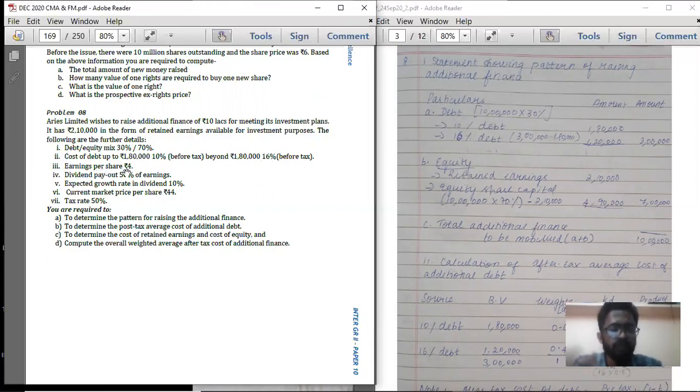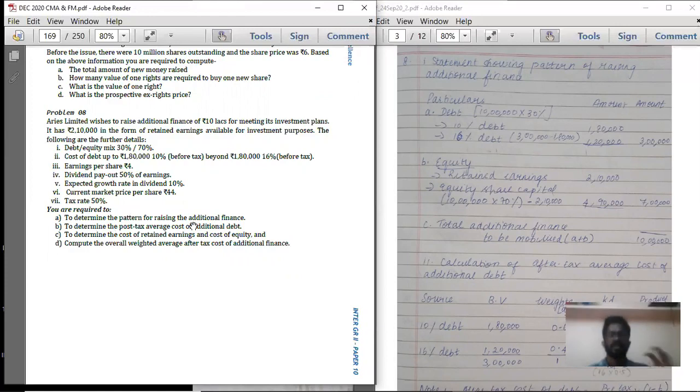Then earnings per share is 4 rupees. EPS is 4. Dividend payout ratio is 15% on earnings. Expected growth rate in dividend is 10%. Current market price per share is 44, and tax rate is 50%. So with all these data, you are required to determine the pattern for raising the additional finance.